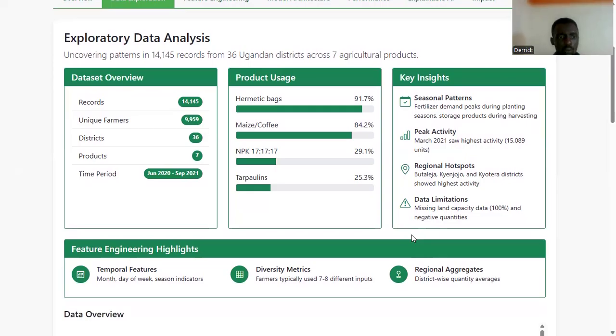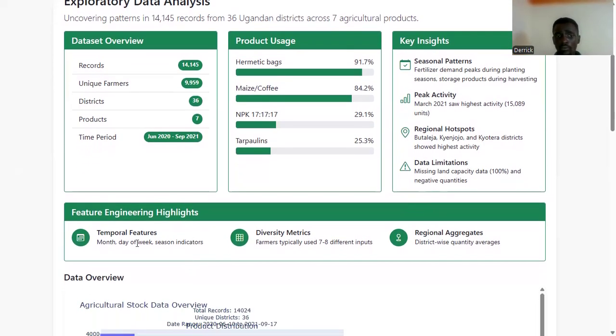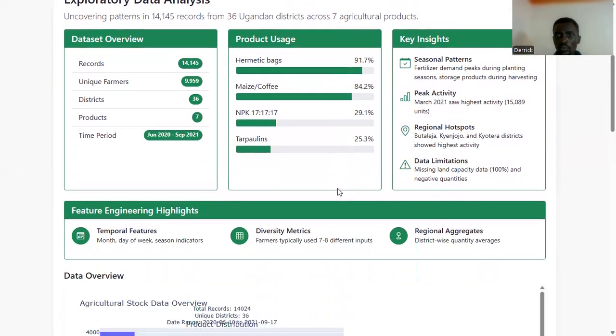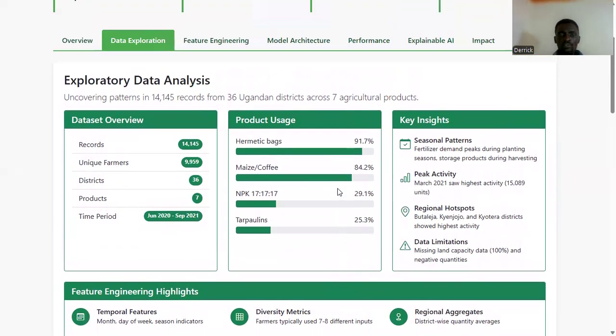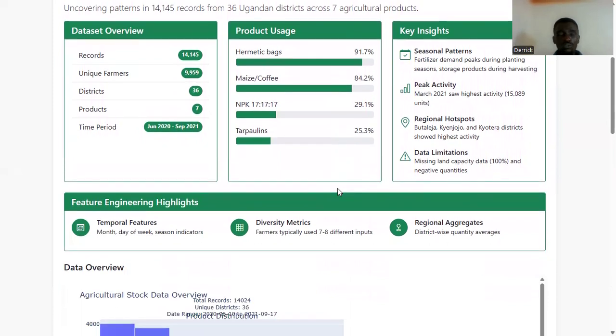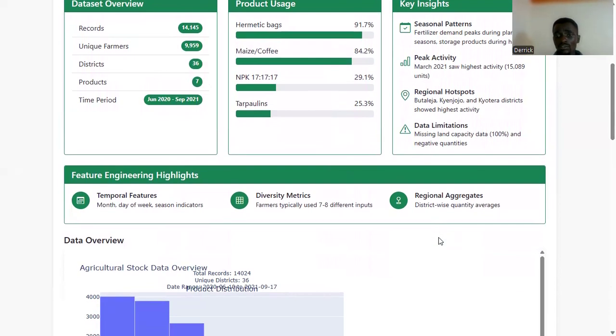And we came to the feature engineering insights, whereby we did the temporal features: month, day of week, and seasonal indicators. And then the diversity metric: farmers typically used 7 to 8 different inputs from our data set. We realized there were several inputs which almost all farmers used. Some used pangas, others went for DAP and tarpaulins, things like that. And then regional aggregates, which are district-wise quantity averages, were added in the feature engineering process.